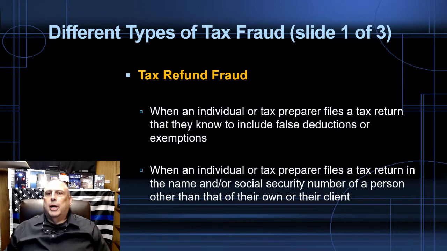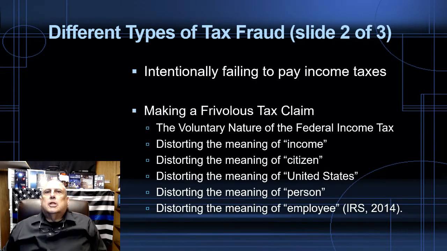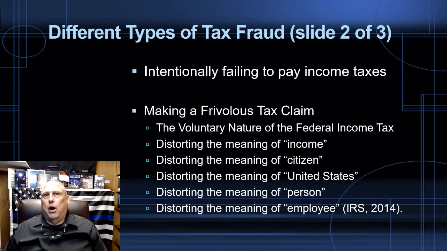And it also includes it when an individual or tax preparer files a tax return in the name and or social security number of a person other than the person themselves and or their client. So if they're filing a tax return in the name or social security number of someone that is not them, or in the case of the tax preparer, in the name or social security number of their client, then that is also a version of tax refund fraud. Some of the other types of tax fraud include intentionally failing to pay your income taxes. That is the most logical form of tax fraud.